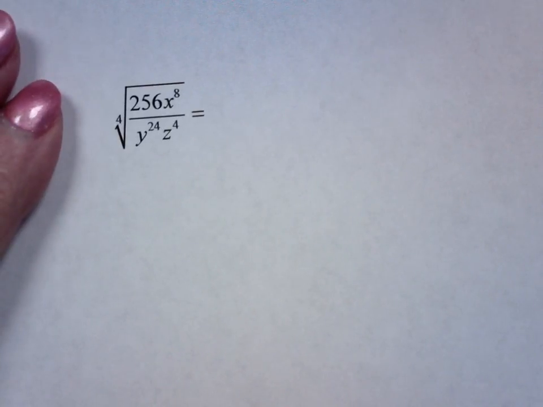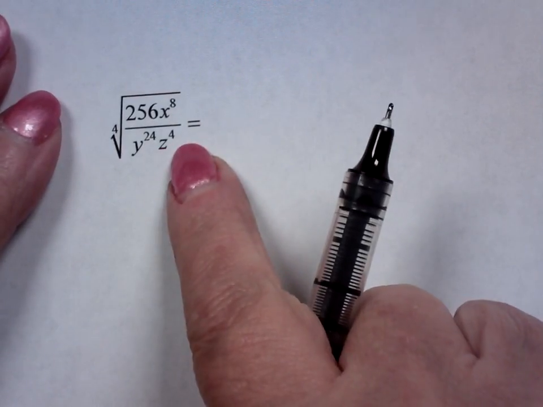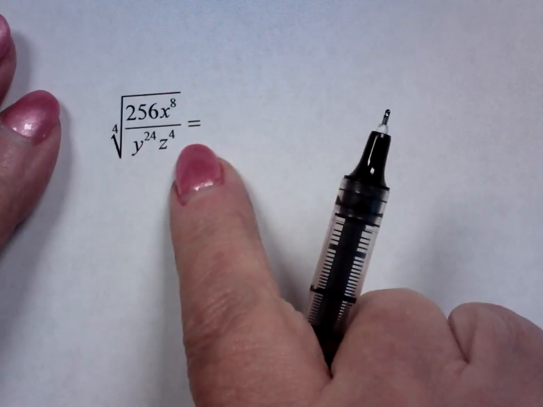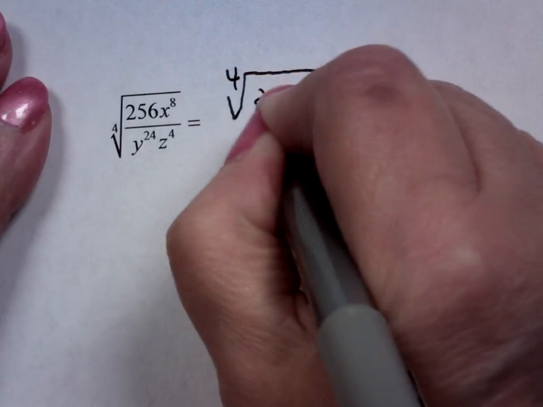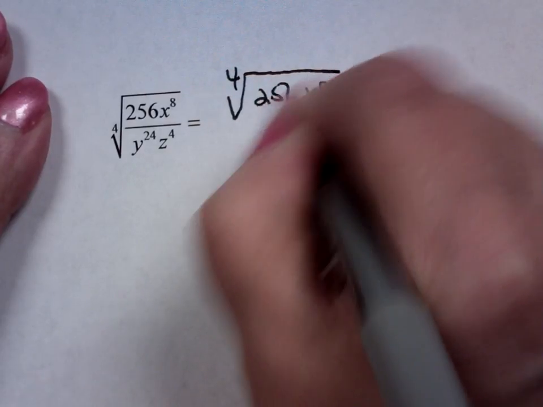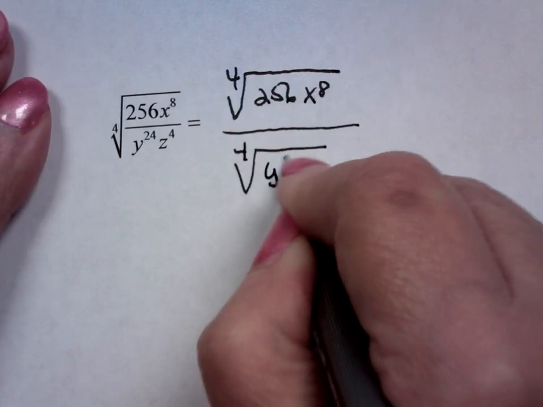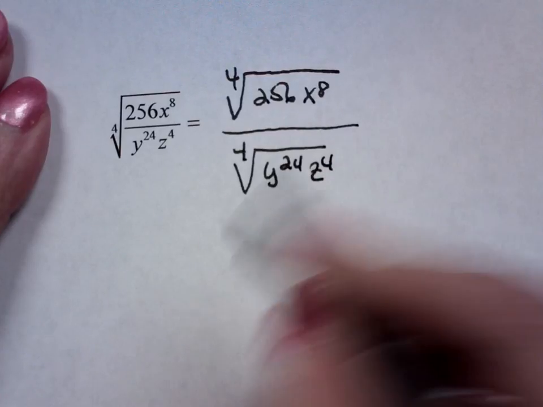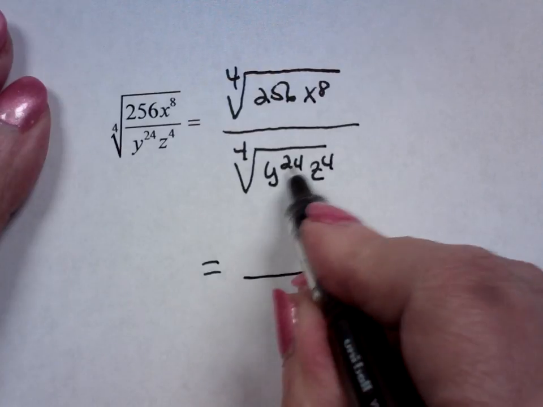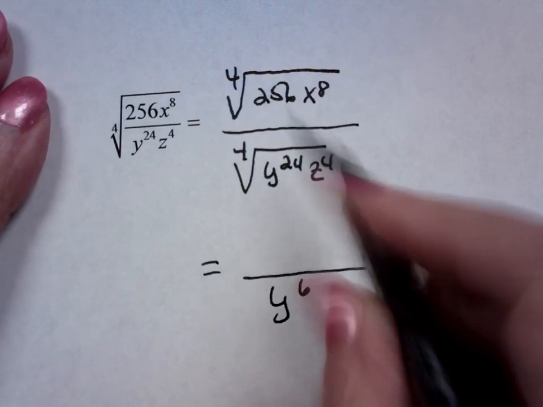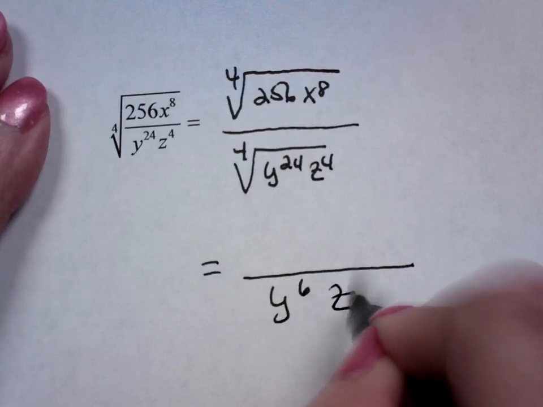Now, if I look at this one, nothing reduces out. However, you notice the denominator is a perfect fourth. 4 divides 24, 4 divides 4. So this becomes the 4th root of 256 x to the 8th divided by the 4th root of y to the 24 z to the 4. Denominator, 4th root of y to the 24, y to the 6. 4 divides 24 6 times. 4 divides 4 once, z to the 1.